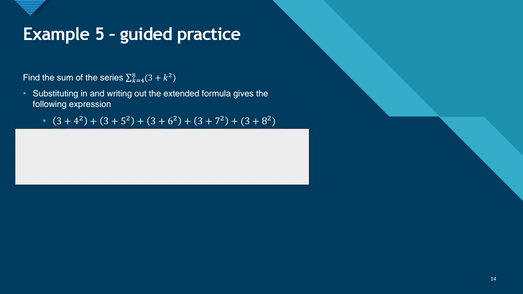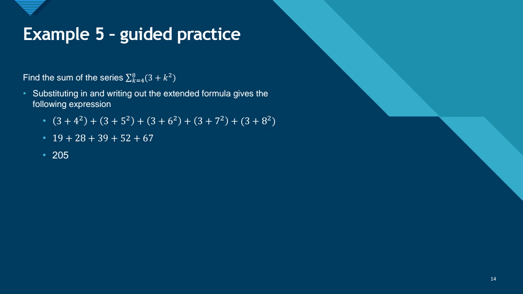So you get 3 plus 4 squared, plus the quantity 3 plus 5 squared, plus the quantity 3 plus 6 squared, plus the quantity 3 plus 7 squared, plus the quantity 3 plus 8 squared. So when you plug that into your calculator and solve it, what do you get for the sum of this series? And you should get the sum of the series is 205.